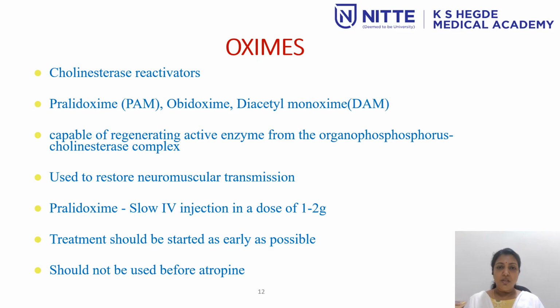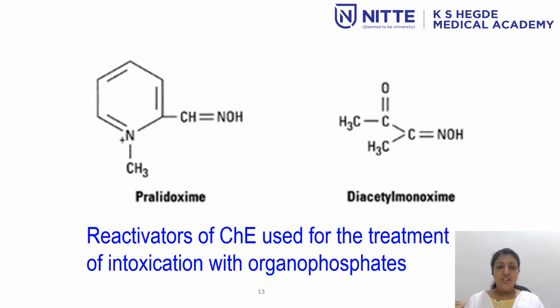Pralidoxime is usually given as slow IV injection in the dose of 1 to 2 grams, and the treatment should be started as early as possible before the aging happens. And it should not be used before atropine. Atropine should always be the first choice of drug in organophosphorus poisoning. So this is the structure of oximes or cholinesterase reactivators. This is pralidoxime, then this is diacetyl monoxime.